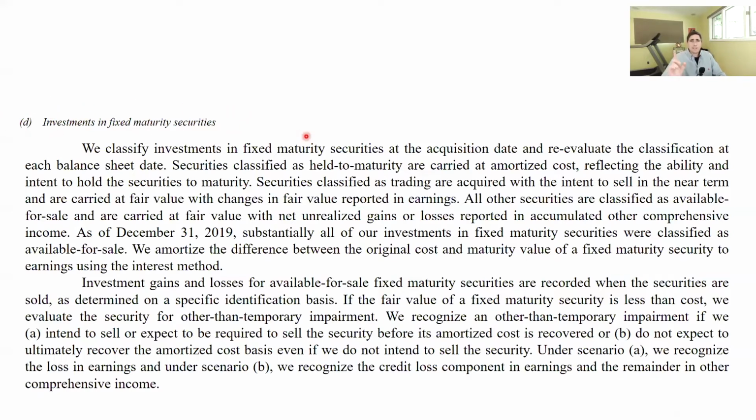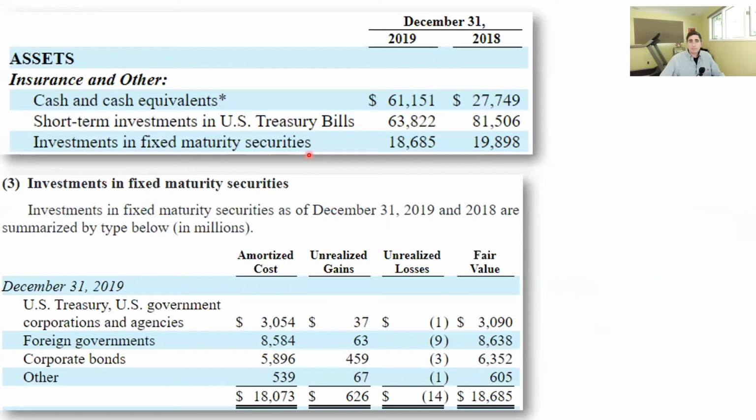And there's only one sentence I want you to look at in this accounting policy. And that is that as of December 31st, 2019, Berkshire Hathaway says that substantially all of our investments in fixed maturity securities were classified as available for sale. So when we look at their financial statements and footnotes, we're going to have to keep in mind that all of their fixed maturity securities have an available for sale designation. And let's see what we can see in their footnotes to the financial statements.